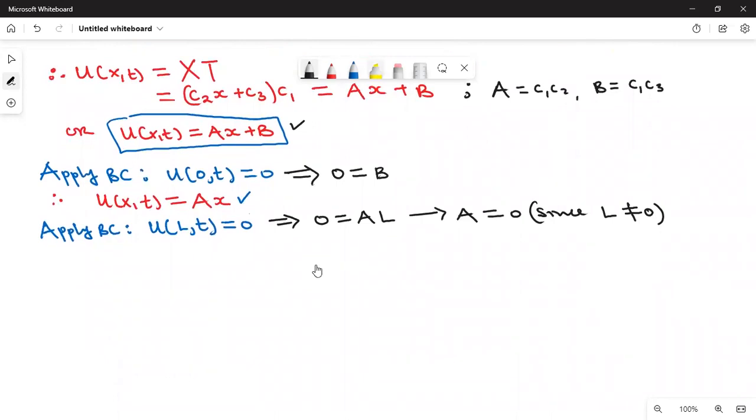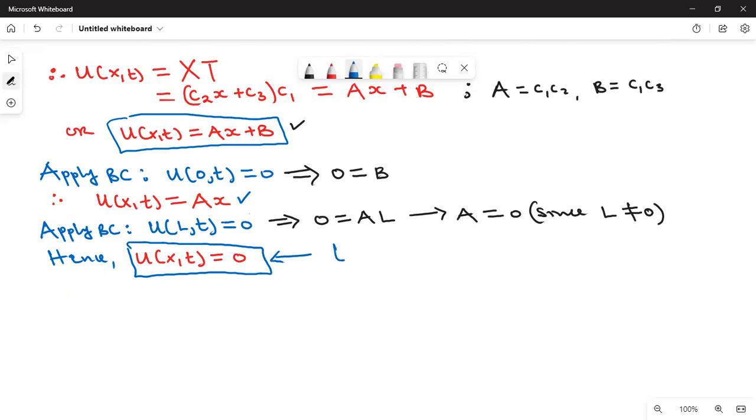So what do we get with that substitution? Hence our u of x,t will be A times X, which is 0 times X, that will be 0. So what we have found here is called a trivial solution. Trivial means the result is 0. So this is a trivial solution.